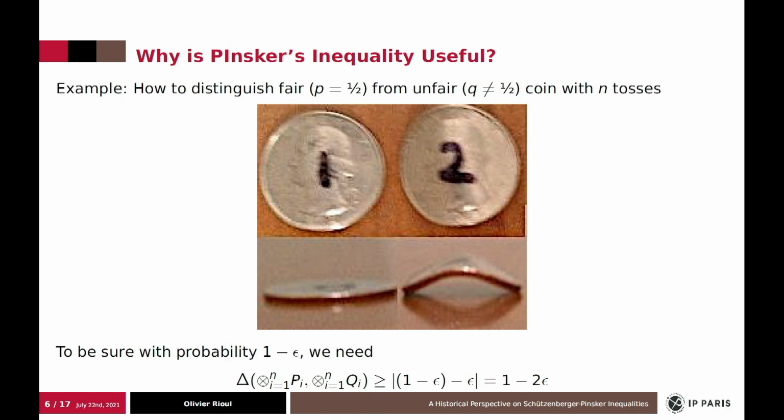small example. Why is Pinsker inequality useful? Suppose, for example, that I have two coins. One is fair and one is bent, like an unfair coin. And I would like to make the distinction between those two by doing n tosses. You are not allowed, of course, to look at the coins, but you're only allowed to look at the results of the n tosses. And for that, to be sure with probability 1 minus epsilon, you need that delta between the product of the distributions is at least 1 minus 2 epsilon.